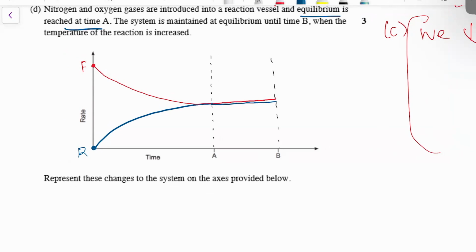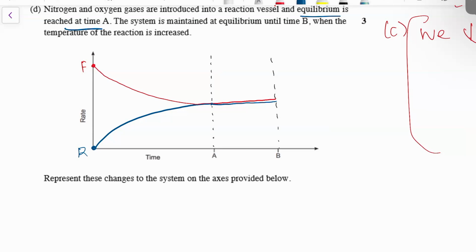And then it says at time B, the temperature of the reaction is increased. Okay, now according to collision theory, when you increase temperature, you increase reaction rate. So both of the red and blue lines are going to shoot up. The only difference is one of them shoots up more than the other. Which rate goes up more, endo rate or exo rate? Which one's more dependent on temperature and more dependent on heat changes? The endo, good.